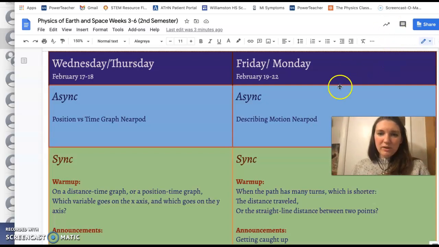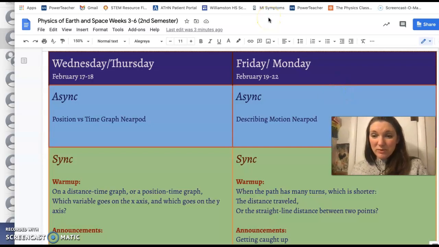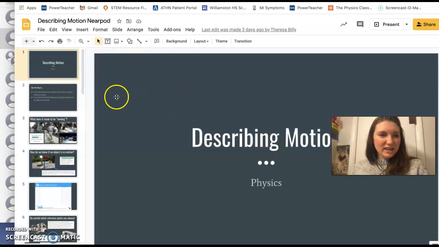Okay, here's the plan for this week. We are going to start off with, those of you who are in 4th or 6th hour, a describing motion Nearpod. It's going to look like this.